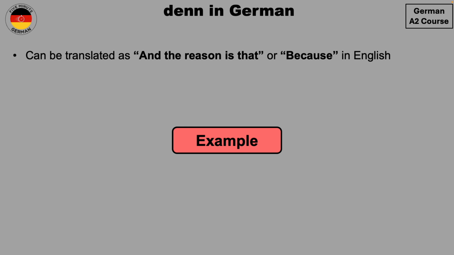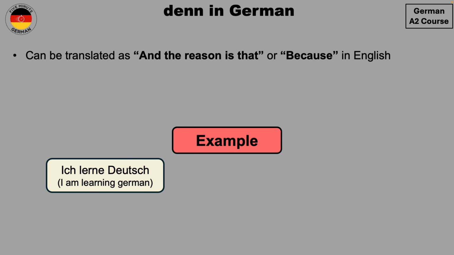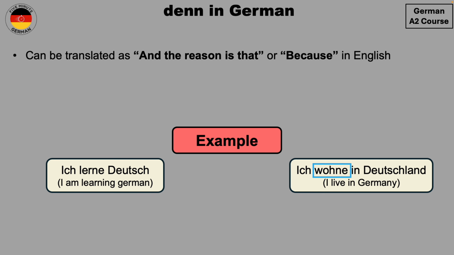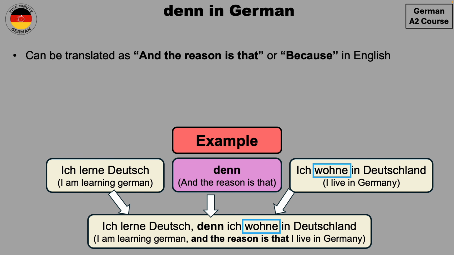So suppose I have sentence 1, which is "Ich lerne Deutsch", I am learning German, and sentence 2, which is "Ich wohne in Deutschland", I live in Germany, and I want to connect them with "denn". So the combined sentence will be "Ich lerne Deutsch, denn ich wohne in Deutschland." I am learning German and the reason is that I live in Germany.